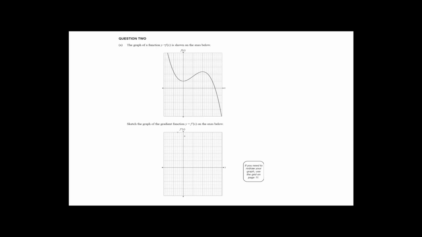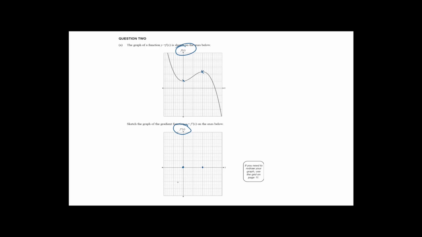Okay, so this is the original function, and this is the differential function. Notice there's an f dash of x versus f of x. We want to look for the turning point. So the turning point is there and there. In other words, the graph for the first derivative is going to cross the x-axis directly below it and about there directly below it.